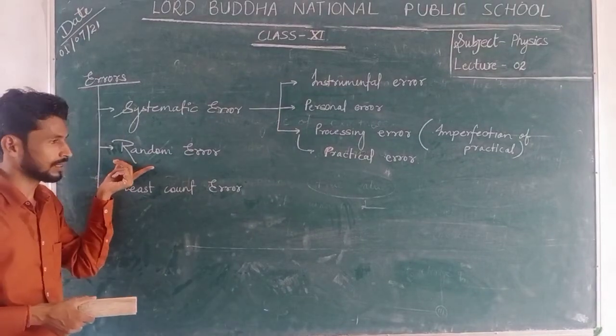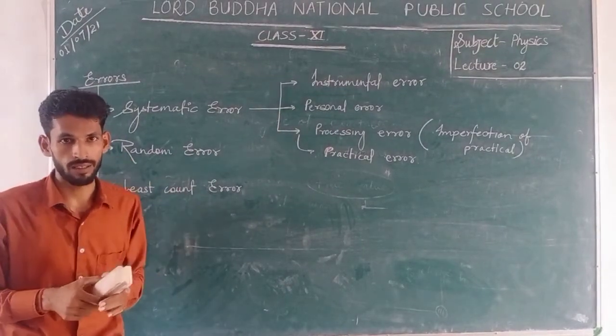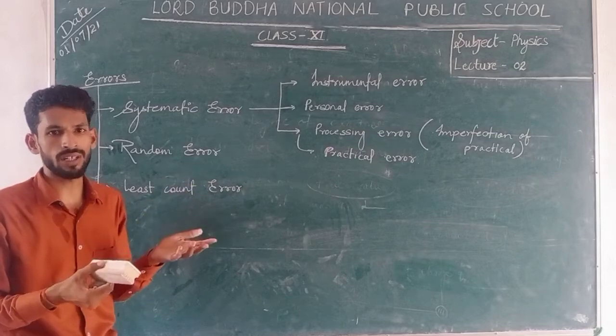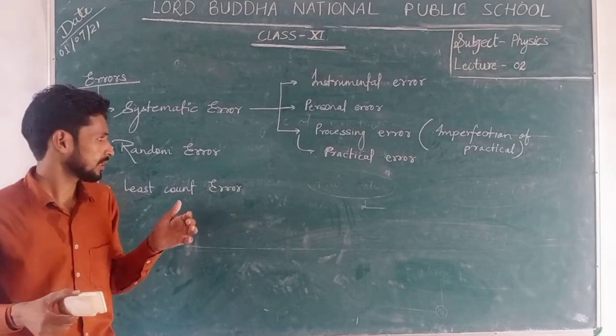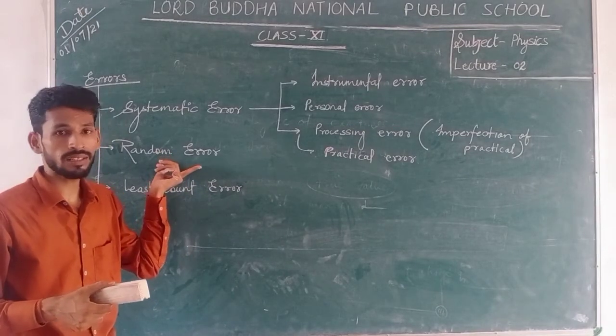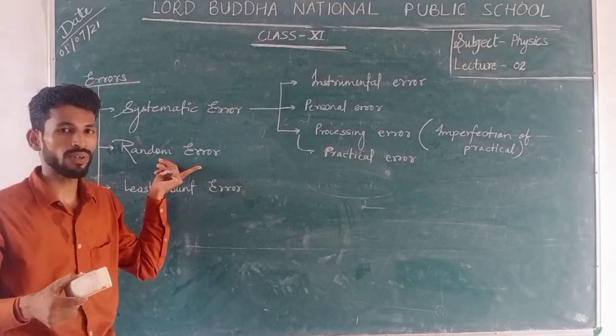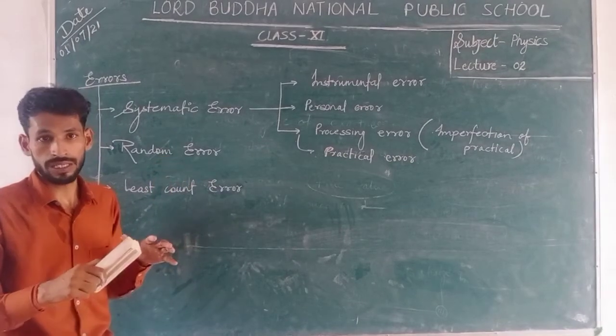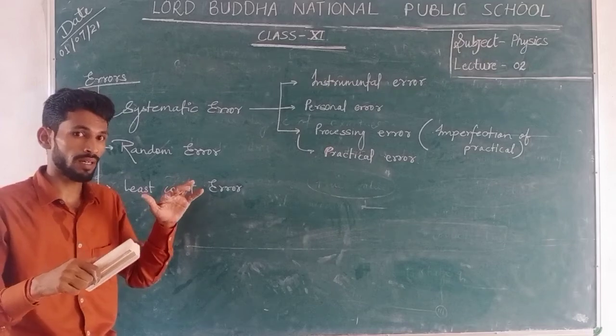But this is not a permanent error. This is an irregularity, because this is the uncertainty in the measurement which is produced randomly, because that is not permanent.